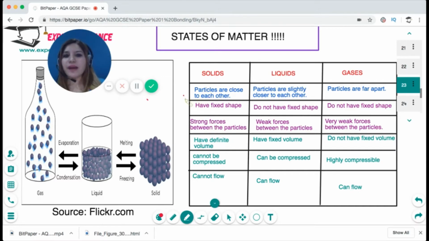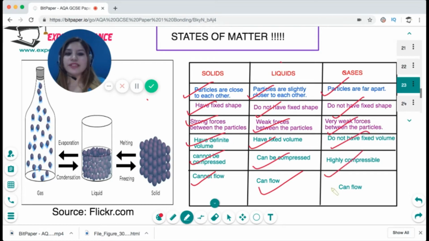Key stage 3, 4: particles in solids are closer together, have fixed shape, strong forces between the particles, definite volume, cannot be compressed and cannot flow. On the other hand, liquids are slightly farther apart, do not have fixed shape, have weak forces between the particles, have fixed volume, can be compressed and can flow. And gases, the particles are far apart, do not have fixed shape, have weak intermolecular forces, do not have fixed volume, are highly compressible, and can flow.